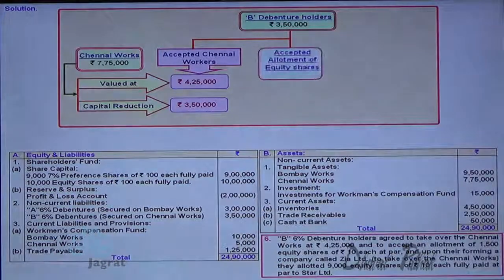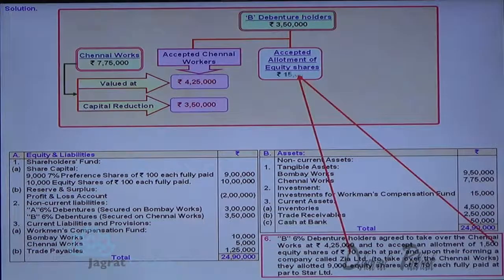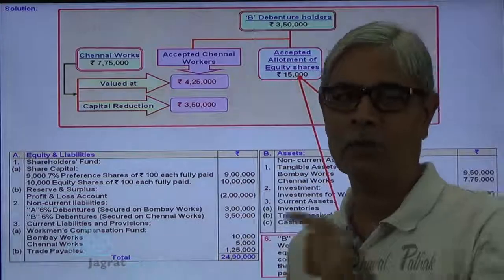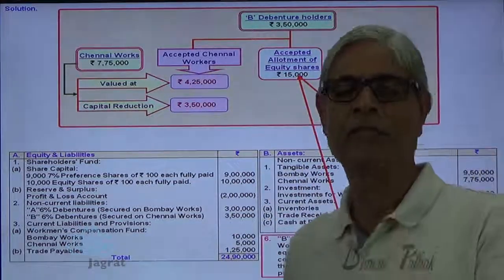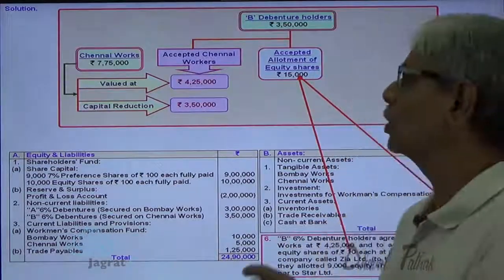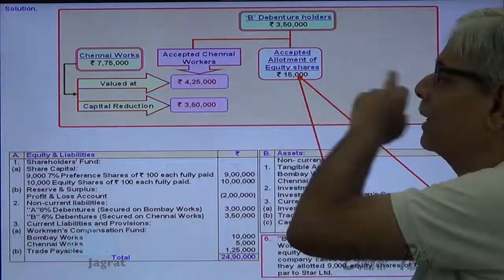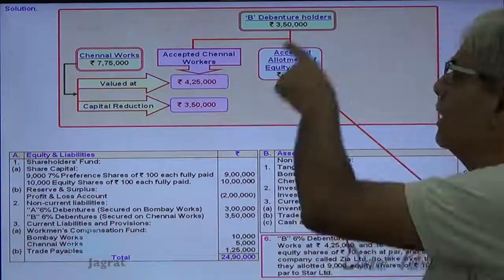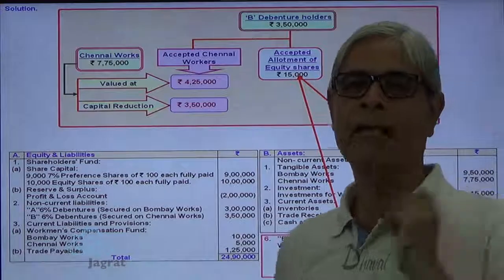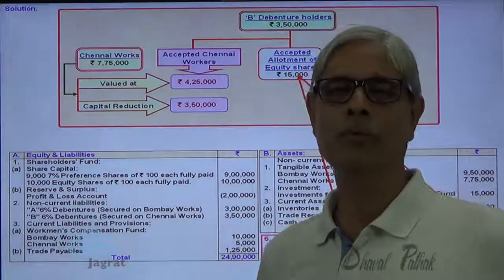So how many shares are allotted? Accepted the allotment of 1,500 shares of rupees 10 each. So 15,000 rupees are to be recovered from them. So I have given them Chennai Works for 4,25,000, that is also recoverable. I have allotted them the shares of 15,000, that is also recoverable. So total amount recoverable is 4,25,000 plus 15,000. Against that, liability to be settled is 3,50,000. So the remaining amount debenture holders are supposed to pay to me.